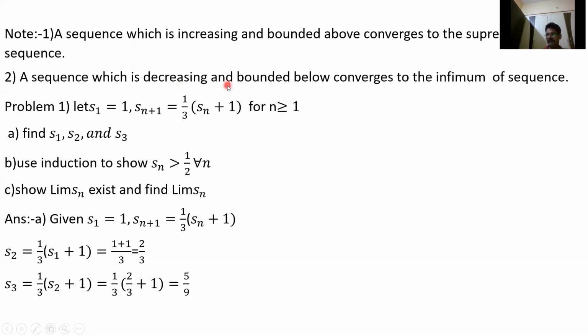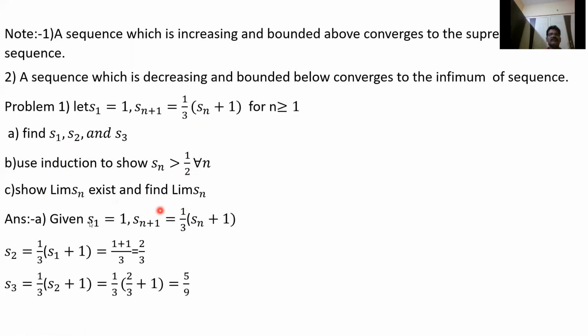So we see one or two problems. Let S1 equal to 1, and Sn plus 1 equal to 1 by 3 Sn plus 1 for n greater than or equal to 1. Find S1, S2, S3. Use induction to show Sn greater than 1 by 2 for all n. Show limit Sn exists and find limit Sn.